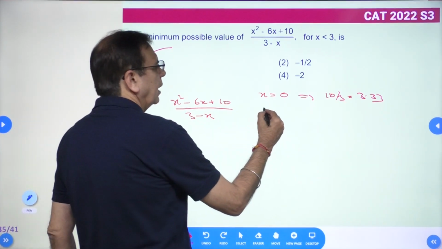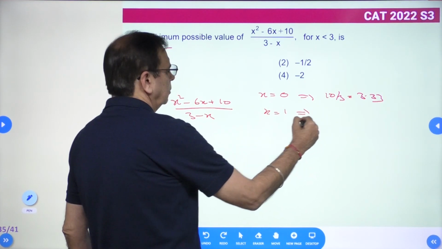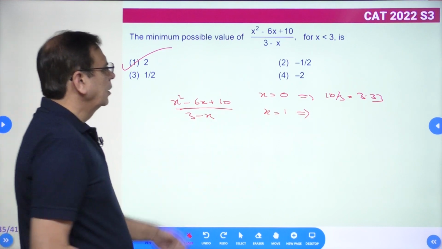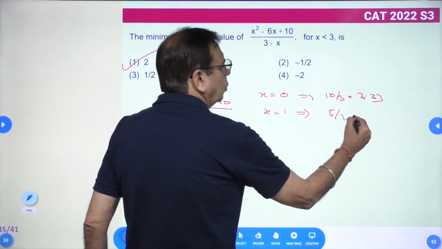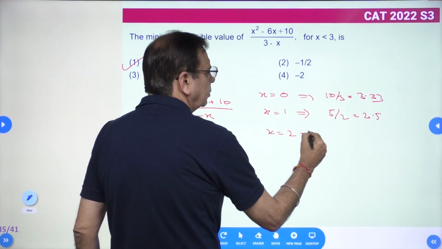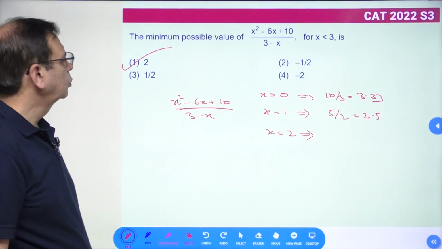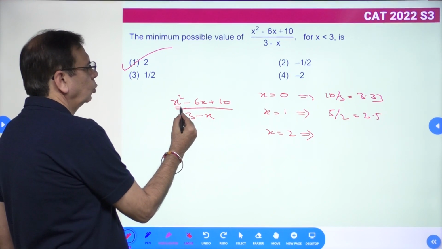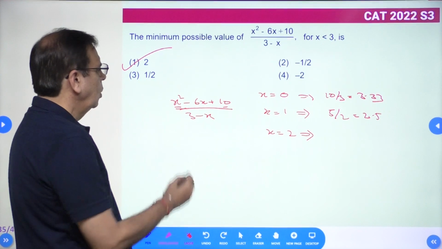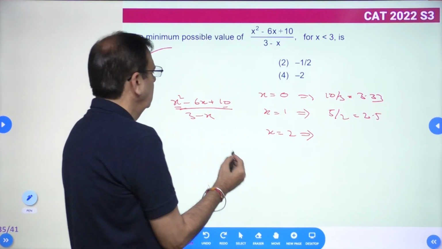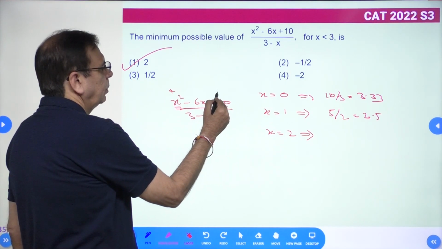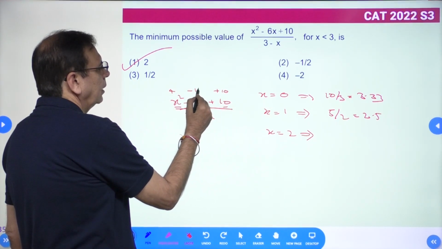Okay. Chalo. X equal to 1. What do we get? 10 plus 1, 11 minus 6 is 5 upon 2, 2.5. X equal to 2. Okay. X equal to 2. What do we get? 2 to the 4, 4 plus 10, 14. 14 minus 12, 2.